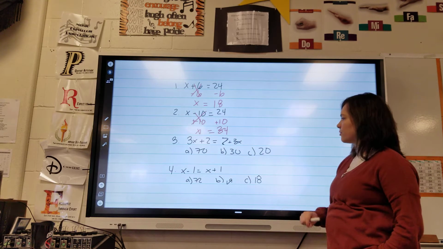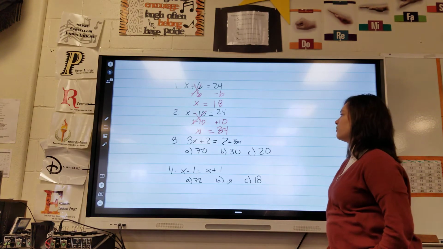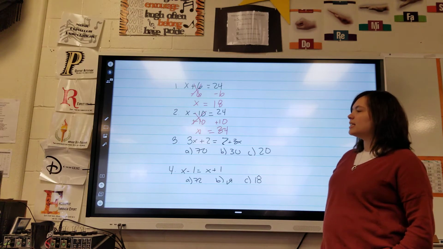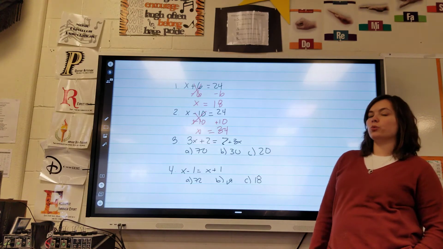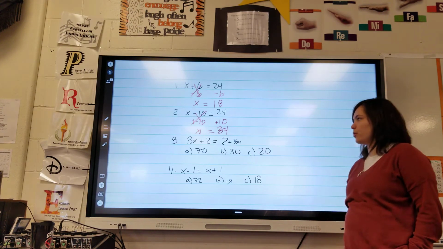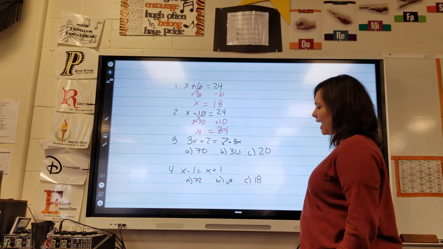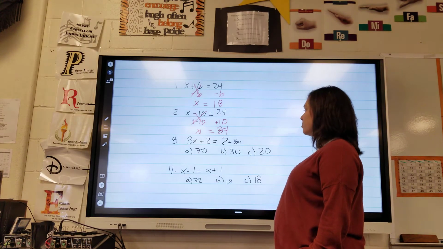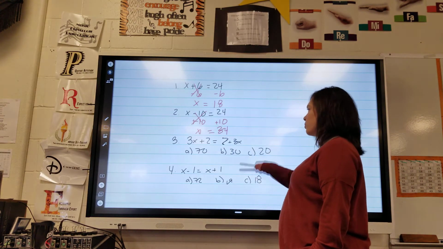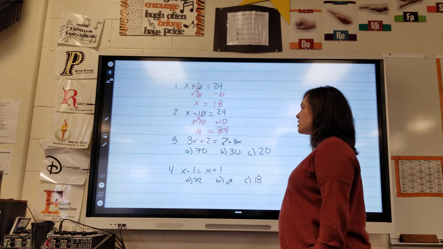We're going to talk about number 3 and number 4. So I gave you multiple choice for number 3 and number 4. And I want to see if you can remember which one of these is a property that you've seen before. So some of you may already know, but let's first look at number 3. If we plugged in 70 or 30 or 20, let's go with 20 because 20 is a little easier. Do we get the same thing on both sides?